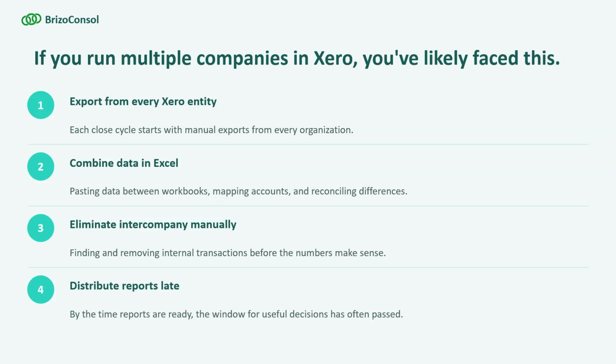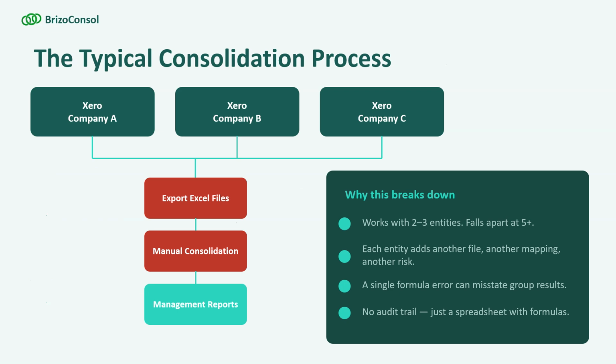Let's begin. For many organizations, the month-end consolidation process follows a familiar pattern. Each entity closes its books separately. Financial statements are exported from Xero. The finance team combines the data in Excel. Adjustments and eliminations are performed manually. Finally, management reports are prepared and distributed. This approach works when there are only a few entities. However, complexity increases rapidly as the group expands.